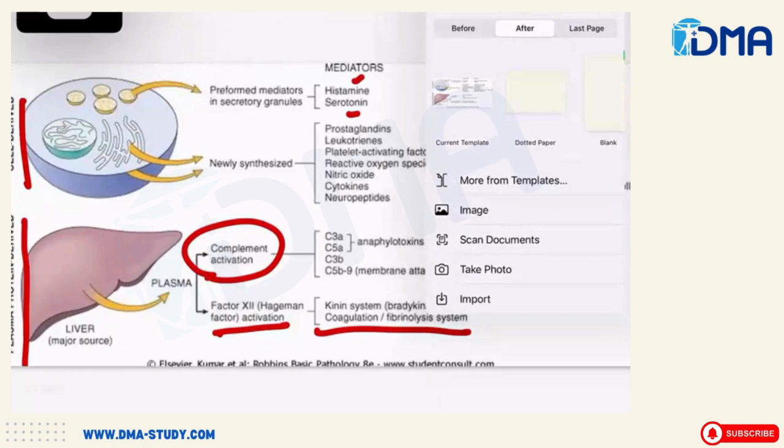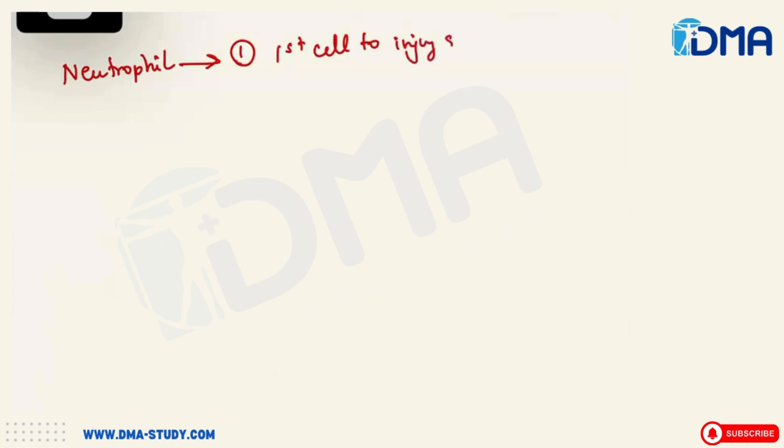I'll tell you the specific cell, you tell me what the important things about it are. Neutrophil. Neutrophil means what is the first point that you'll think? It is the first cell to come to the spot, right? The first cell to come to the injury spot will be neutrophils, and hence it is the primary cell involved in acute inflammation. It also has the capability of phagocytosis.